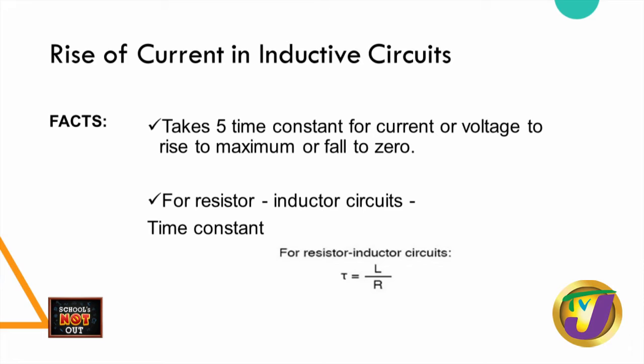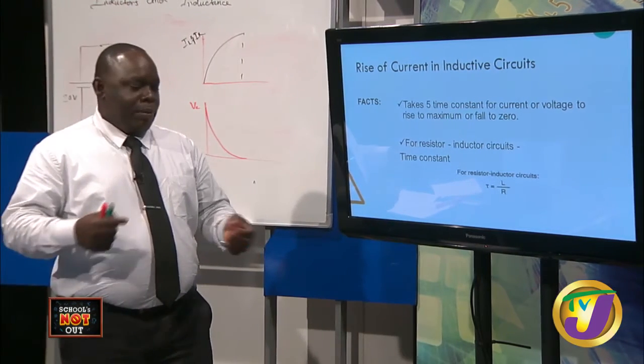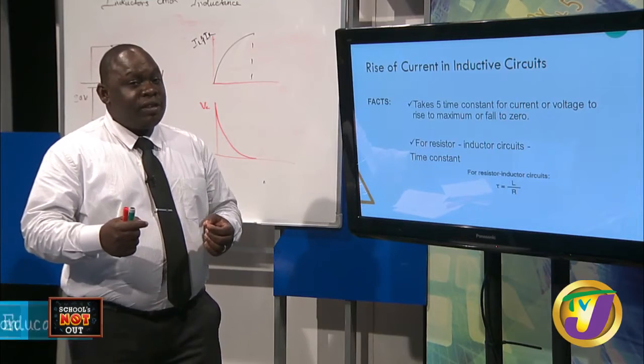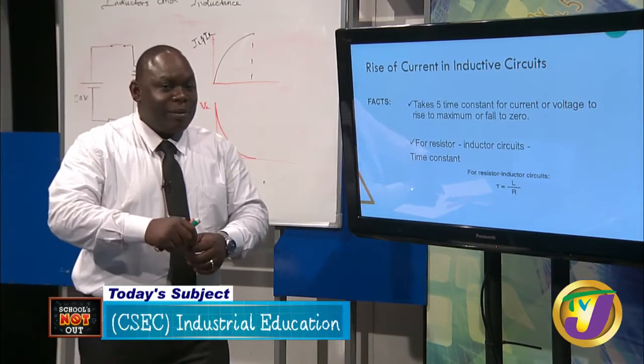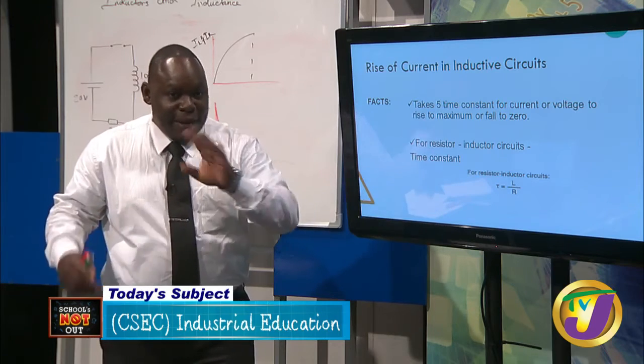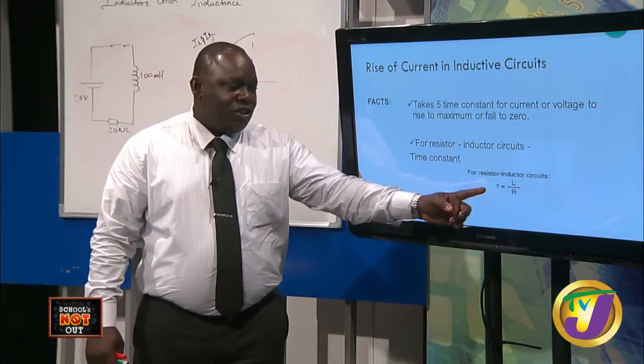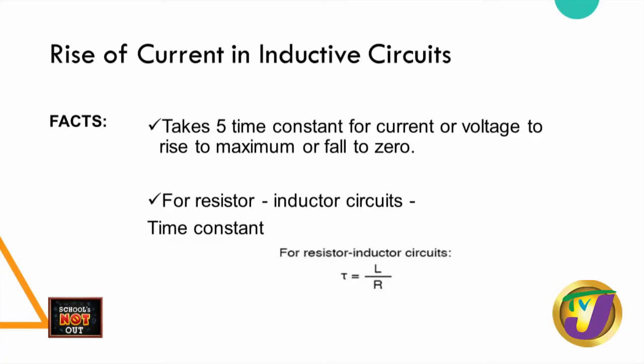It takes 5 time constants for current or voltage to rise to maximum or fall to 0. So how long? 5. Remember we were talking a little bit earlier about the hose. How long would it take for that water pressure to be steady? 5 time constants. Now a time constant for an inductive circuit is tau equal to L over R. It is very important that you write this down in your books and have it ready because we're going to be working out a circuit together.